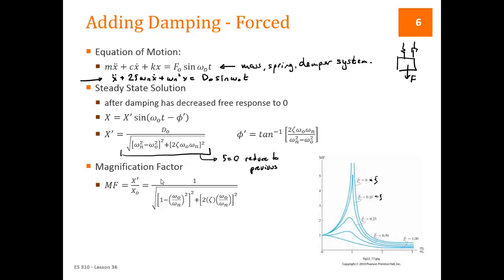And the expression is given. It's more complicated than before, but we know all of these things. So the idea is, if we can write our equation of motion in standard form, we can solve for zeta and omega n, we know d naught, and we can then find everything else. Alright, so we know d naught, we know omega naught, we know omega n, we know zeta. And so we can find the coefficient of our solution, we can find the phi for our solution, and we can find the magnification factor.